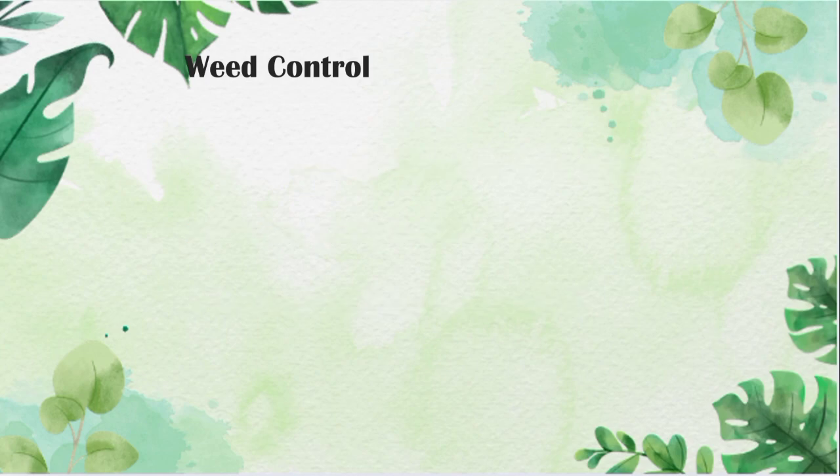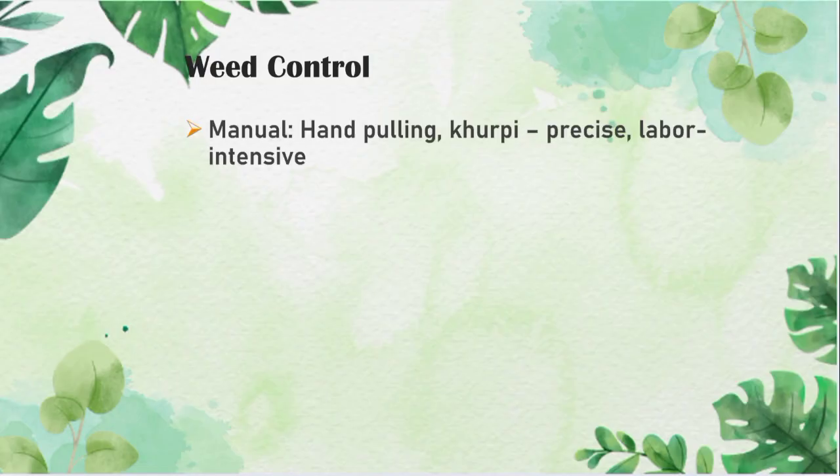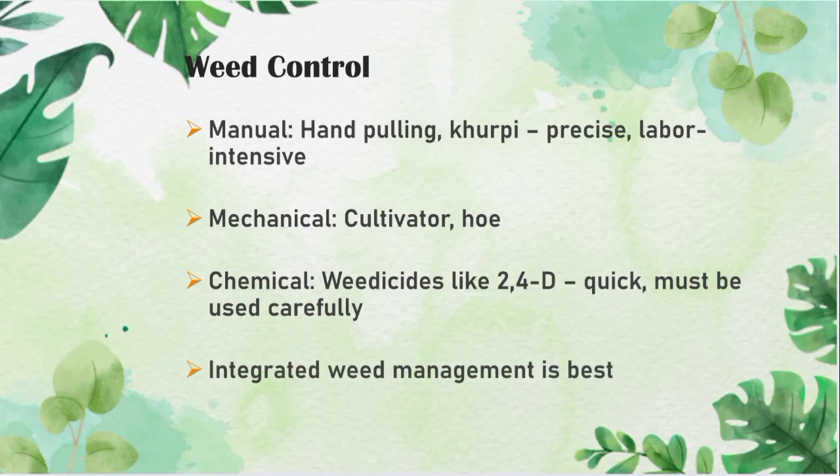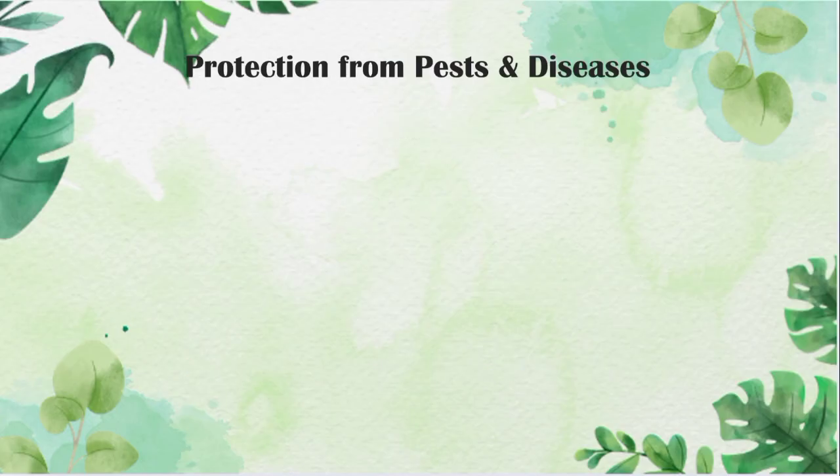Methods: manual, hand pulling or using a khurpi, precise but labor intensive. Mechanical, using tools like cultivators and hoes. Chemical, using weedicides such as 2,4-D, quick, but must be used carefully. The best results come from integrated weed management, which combines all these methods for safety and efficiency.